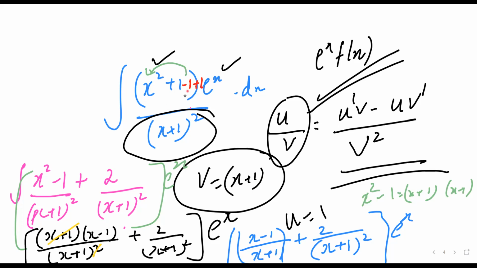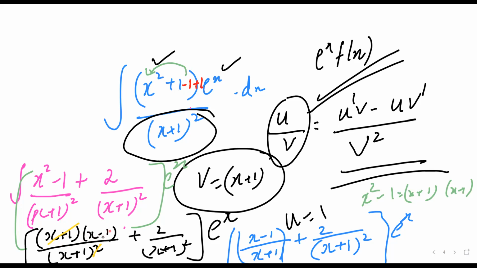I grouped the two things. x square minus 1, correct? And this is 2. Then I simplified. Correct? What is a square minus b square? (a plus b) into (a minus b).